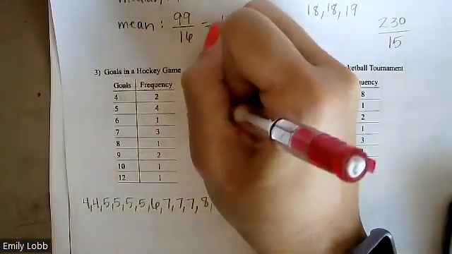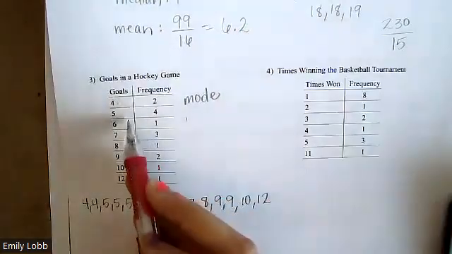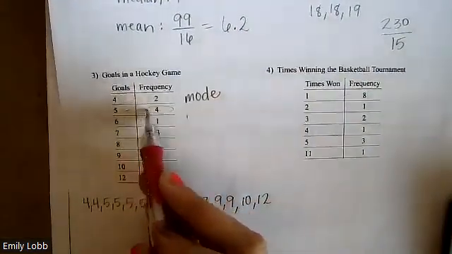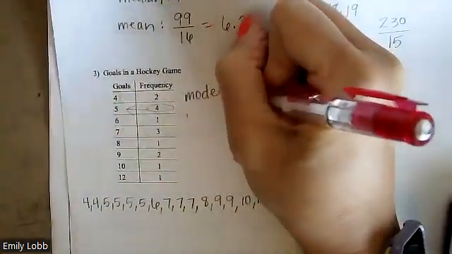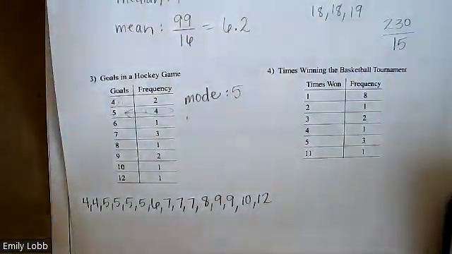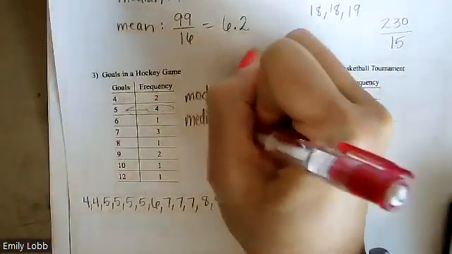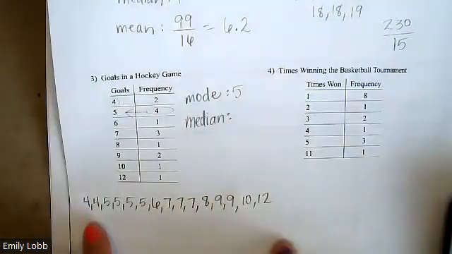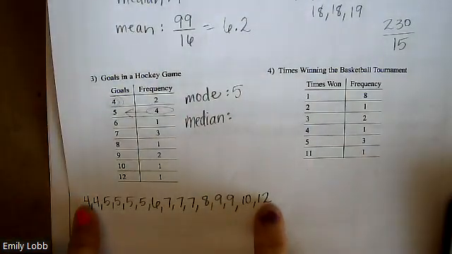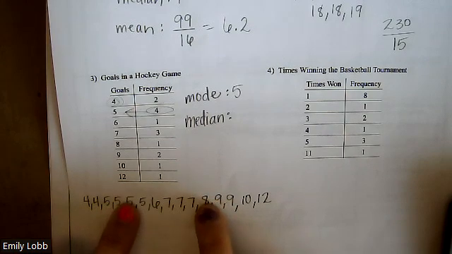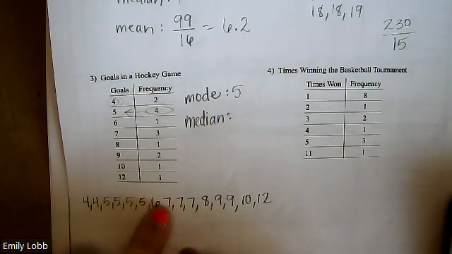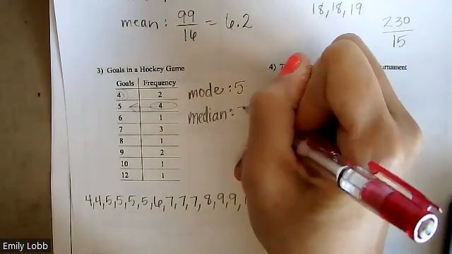All right, mode. What occurs the most? 4 was the highest frequency. So that data value that occurred 4 times was 5 goals. The median. Hey, diddle diddle, the median's the middle. Work your way from the outside in. Looks like 7. Anybody get something else?